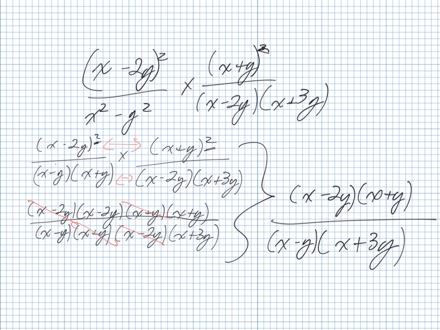Great. So this is our simplified version, and technically our restrictions from before kind of collate all the information. Here's our simplified version, and our restrictions: x can't equal y, x can't equal negative y, x can't equal 2y, and x cannot equal 3y. Huge question. A lot of work done.